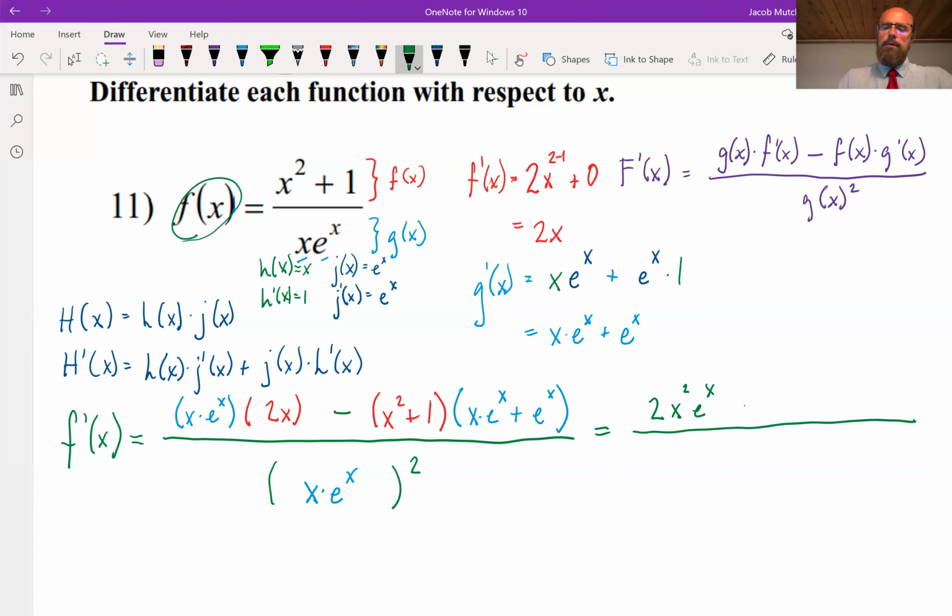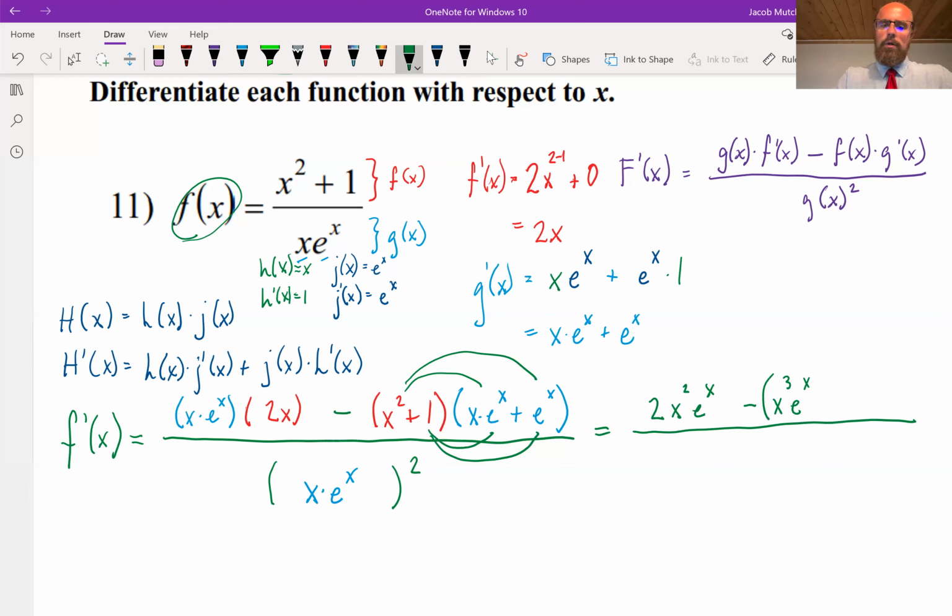Okay, now we've got a binomial. So it's x squared plus 1 times x e to the x plus e to the x. So I'm going to draw my distribution arrows there. So x squared, the first term, times x e to the power of x is going to be x to the power of 3 e to the power of x.